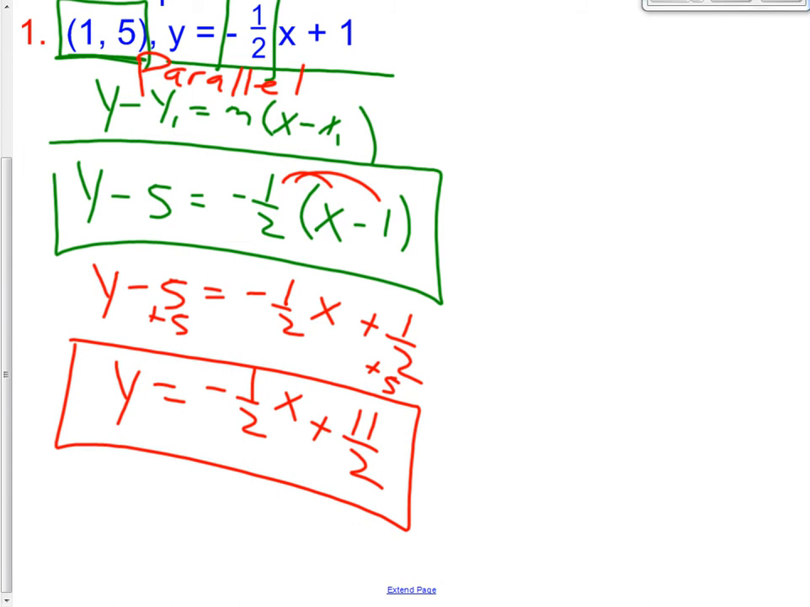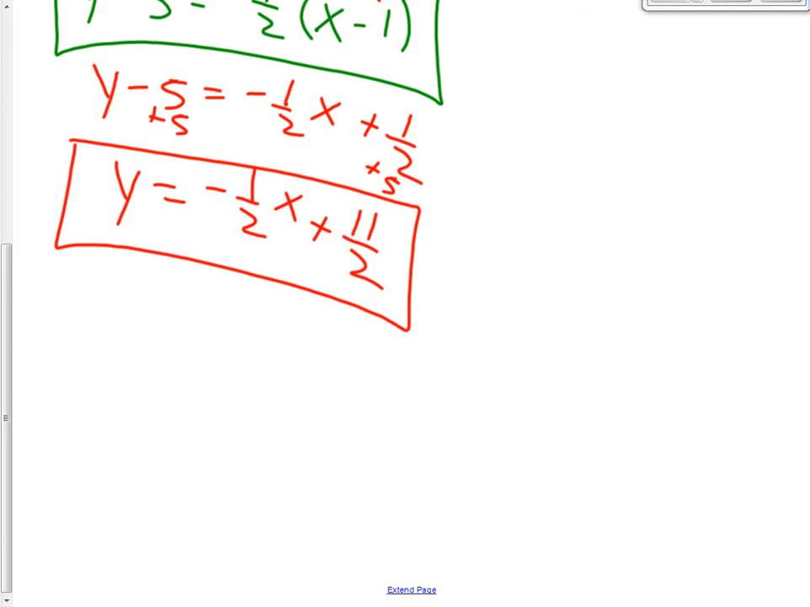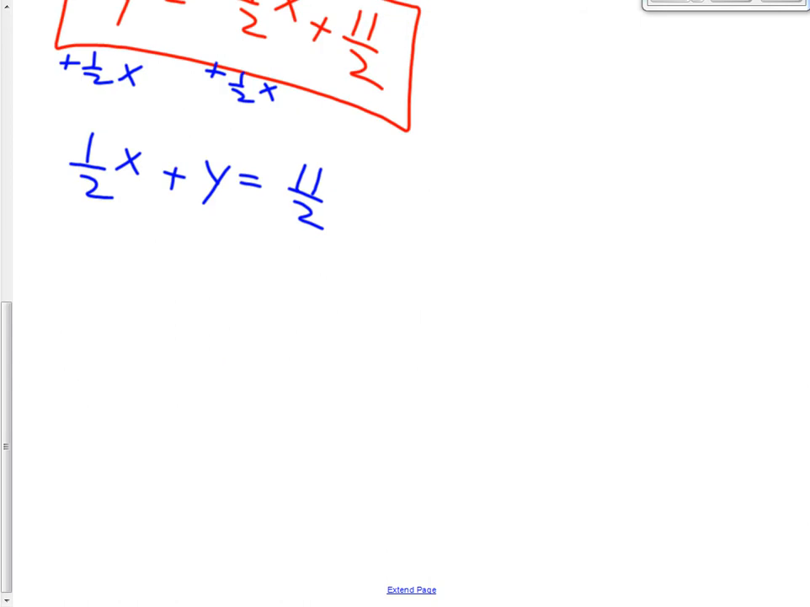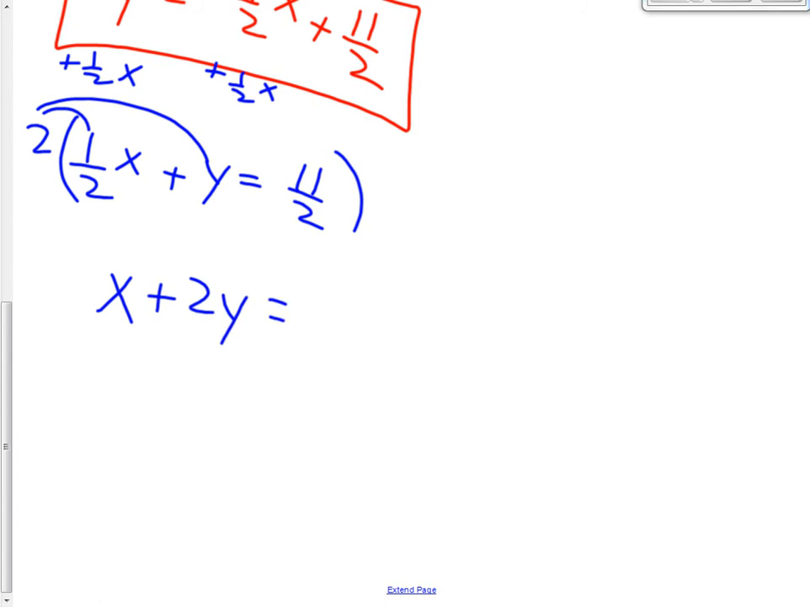So answer number 3 has to be in standard form. So we need our x's and our y's on the same side. So we're going to add 1/2 x. So 1/2 x plus a y equals 11/2. Standard form says we can't have any fractions, we can't have any decimals, the greatest common factor has to be 1, and there can't be any negative coefficients. So if I see fractions, I've got to get rid of them. Let's multiply by the least common multiple of 2. So now we have 1x, or x, plus 2 times y, which is 2y, that equals 11/2 times 2, which is 11. Here is answer number 3.